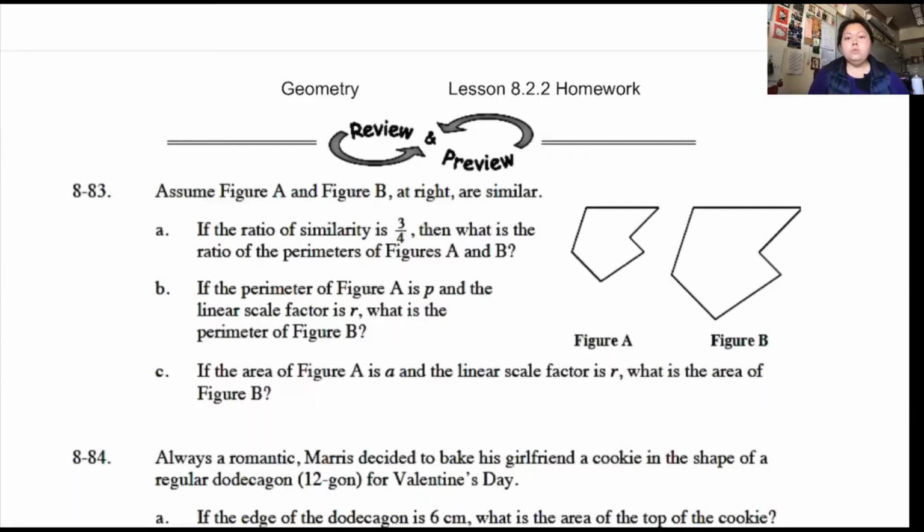Okay, we're going to go over the homework for 8.2.2, okay? All right, let's start with the first one. Assume figure A and B at right are similar. So we're assuming they are similar.